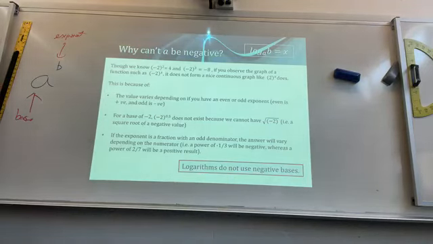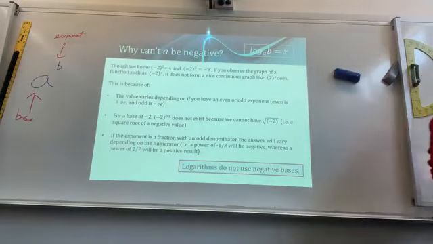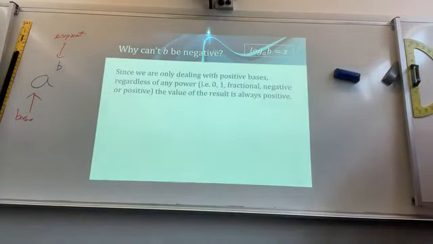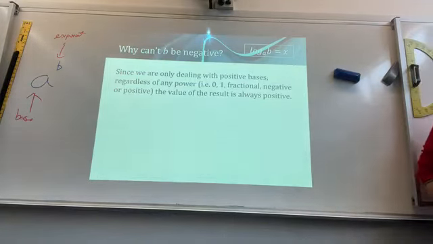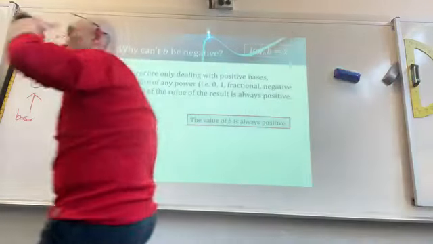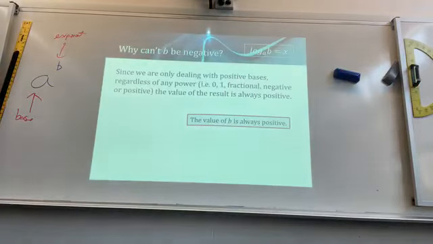One of the properties, log base A of B: logarithms do not use negative bases at all. Yes, A can be negative when you're looking at exponentials, but coming to logs, no. No negative bases. Now, why can't B be negative? Because A is positive. Since we are only dealing with positive bases, regardless of any power, whether 0, 1, fractional, or negative, the value of the result is always positive. So A cannot be negative, and B cannot be negative.